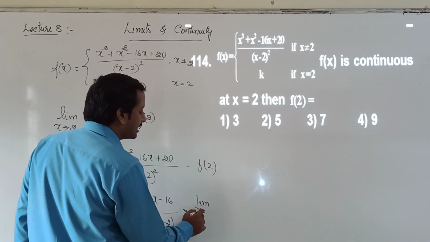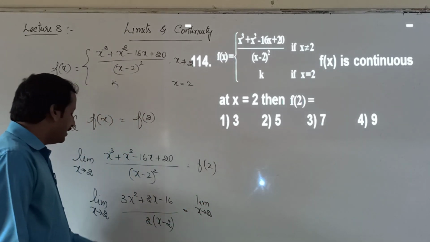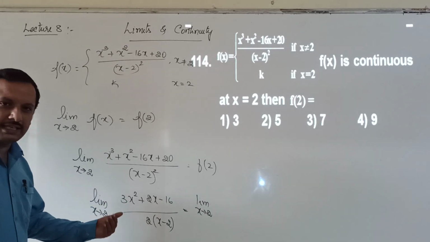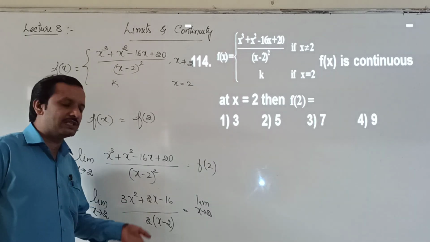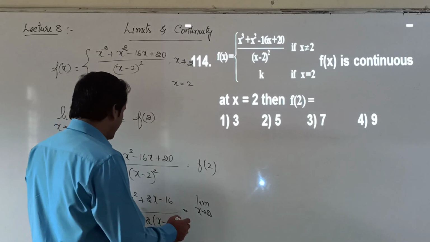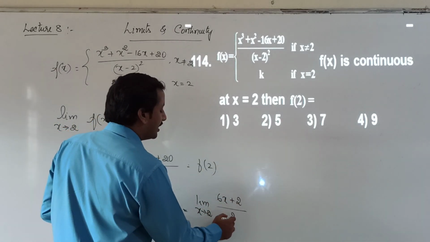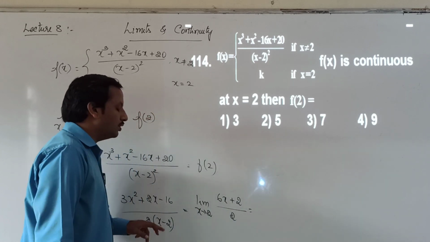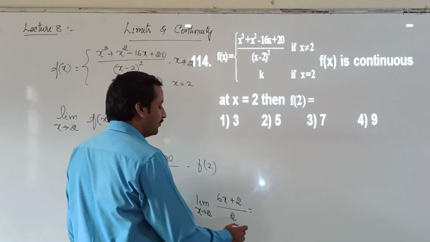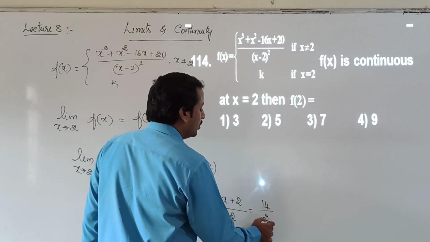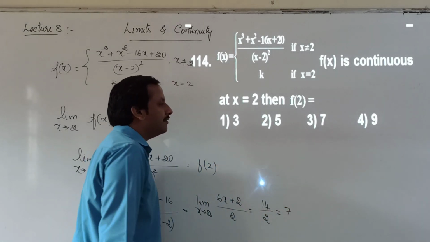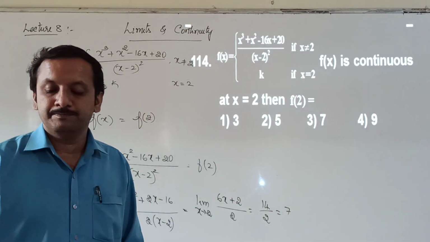So we get limit x tends to 2. Directly apply the limit, you are getting 0 by 0. So I am using L'Hospital's rule again. That will give you, if I differentiate it, 6x plus 2 divided by 2. Put x equal to 2. We get 12 plus 2, 14 by 2. That's equal to 7. Third option.